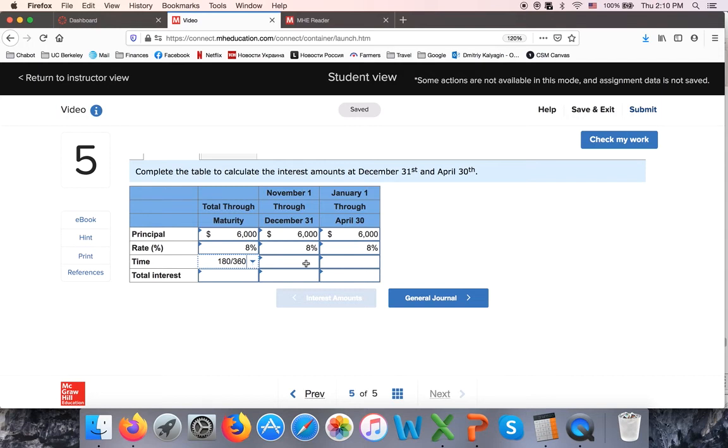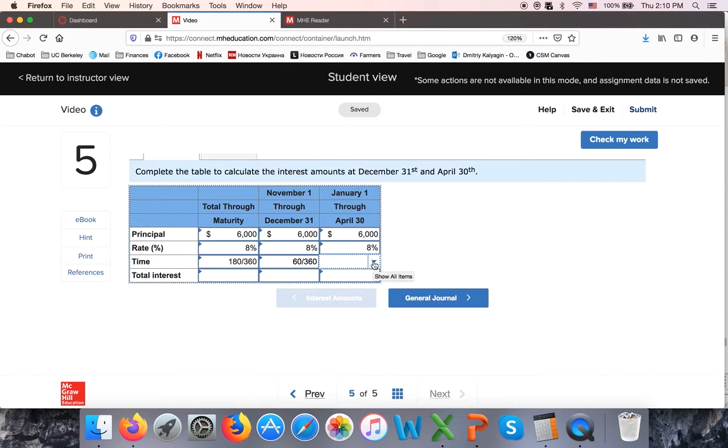November 1st through December 1st. So November has 30 days. So 30 minus 1 would be 29 plus 31 days in December. So November 30 minus 1, November 1st, that's 29 days, plus 31 days in December. That gives us 60 out of 360. And January 1st through April 30th.